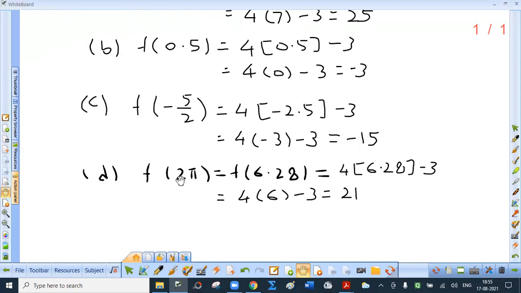Finally, f of 2 pi, pi is 3.14 approximate value. So 6.28, greatest integer not greater than 6.28 is 6, into 4, 24, minus 3, 21.